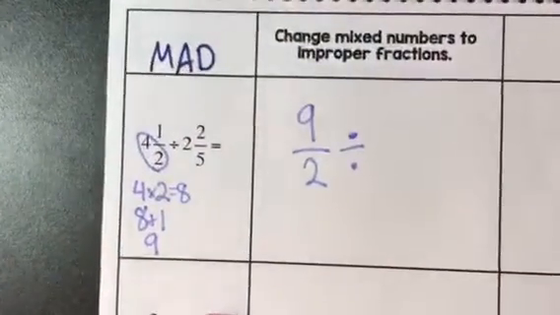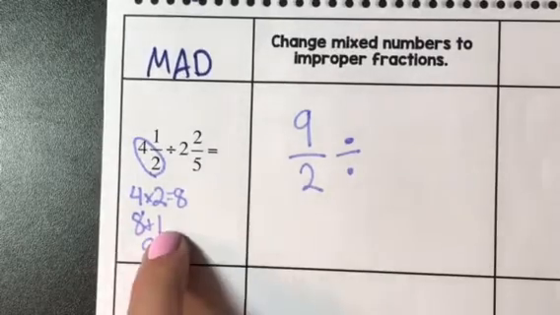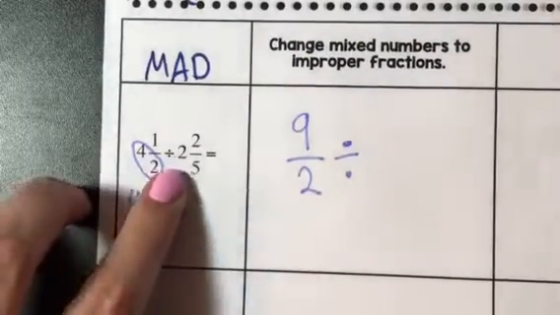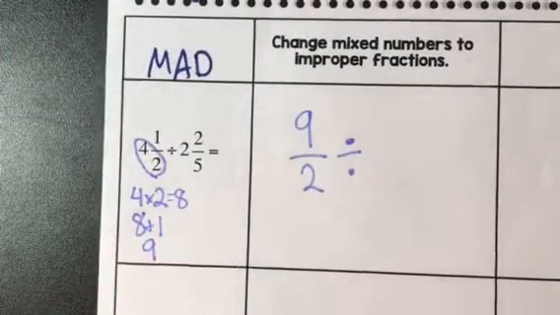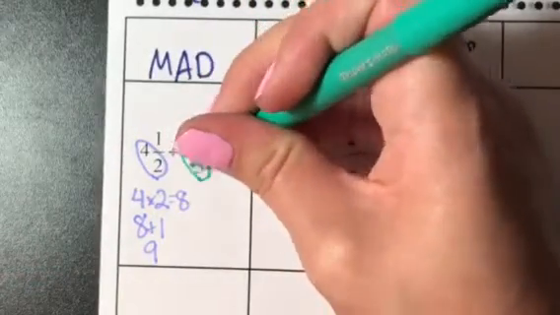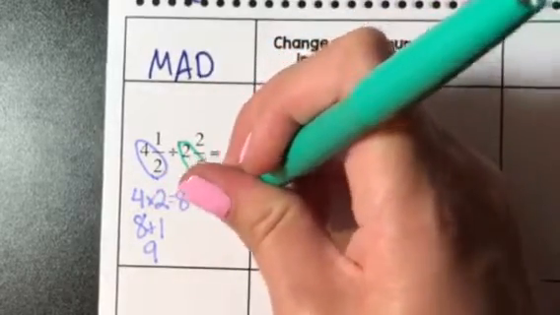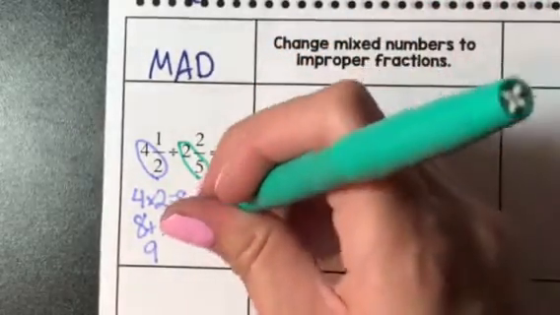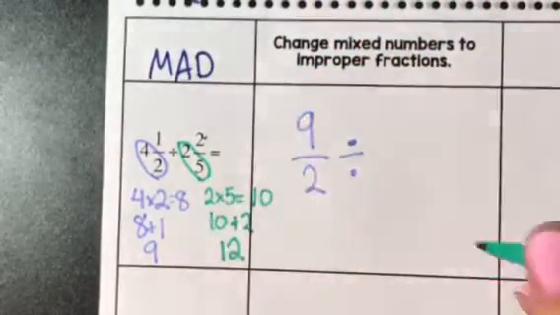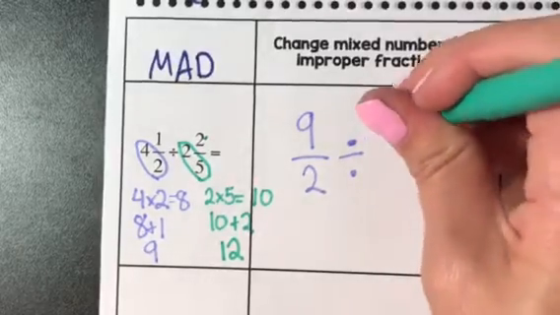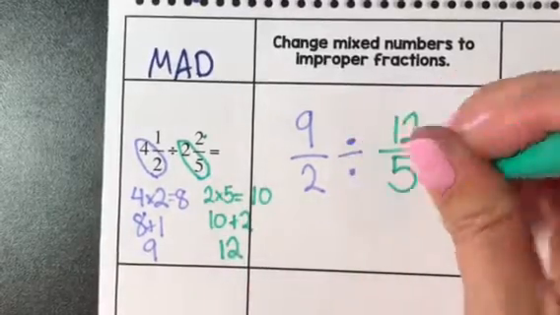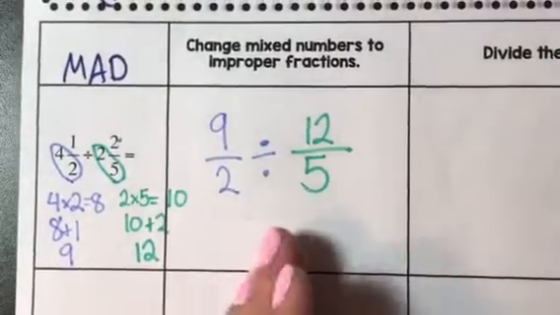So zooming back in, going to get a different color. So now I changed 4 1/2 to 9 over 2. And now I'm going to cover this. Actually, I'll leave it in case you guys are still writing. So I'm going to get mad. Multiply the whole number by the denominator. 2 times 5 is 10. 10 plus 2, that's where I'm getting that 2 from, is 12. So rewriting it over here, I have 12 over what? Oh, the denominator stays the same. There we go.